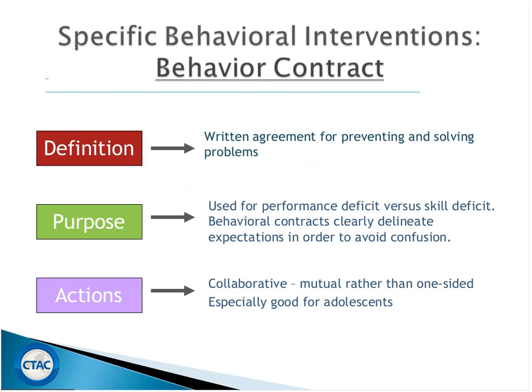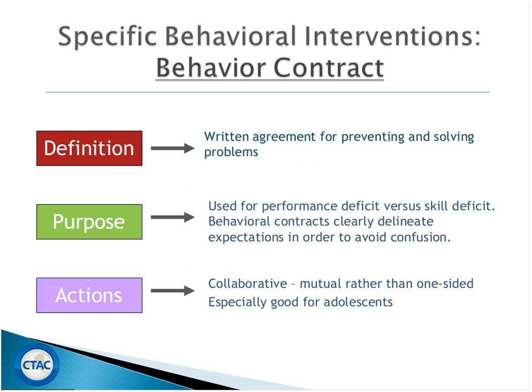Another behavioral intervention for slightly older kids is a written agreement for preventing and solving problems. So behavioral contracting, we're going to do some of the similar steps to problem solving. We're going to state the problem, identify different solutions, and come up with a contract between the different parties on what's clearly expected in terms of behaviors. And we want to avoid confusion. This is a collaborative interaction with the parent, child, teacher, and therapist, whoever is involved in this.